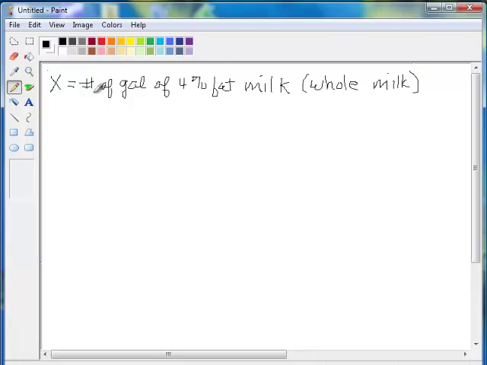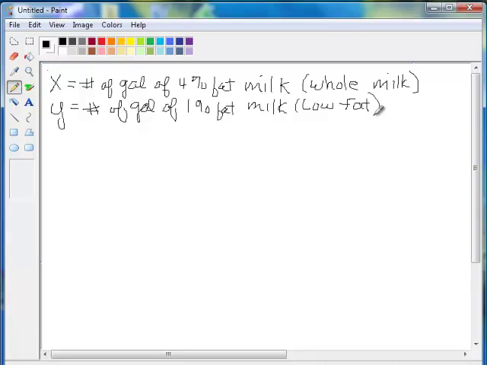And then I'm going to call Y the number of gallons of the 1% fat milk, which is the one that's called low fat. Now we do know that we want to get 60 gallons, so there's our first equation. If we add the amounts of each that we're mixing, they should total 60 gallons.